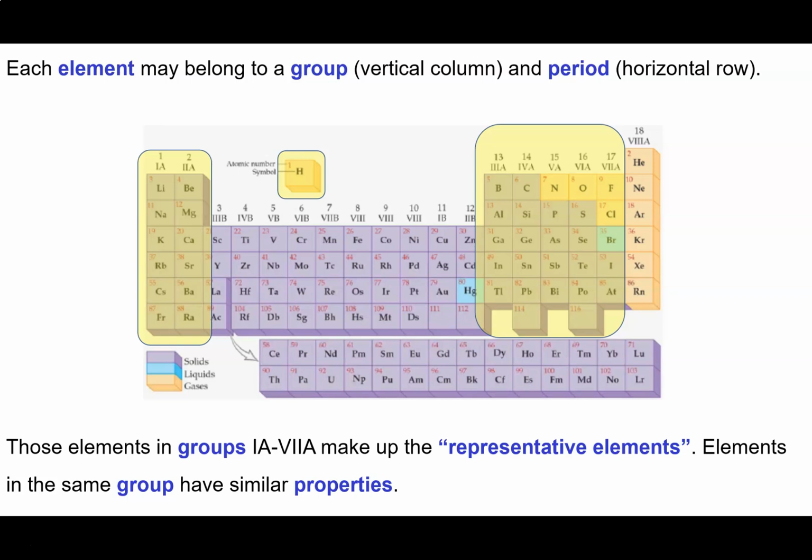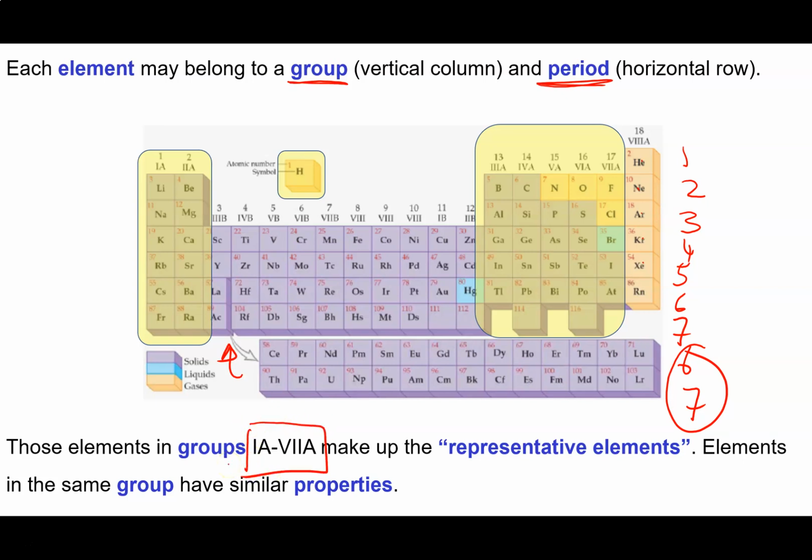So every element is assigned a group, as we mentioned previously, but it's also assigned to a horizontal row, which we call a period. So the periods are numbered 1 through 6, like so. 1, 2, 3, 4, 5, 6, and then it's 7. And it's important to realize that the 2 that are underneath actually go up in here, so they are in periods 6 and 7. As we said before, the elements that are in groups 1A through 7A make up what we call the representative elements.